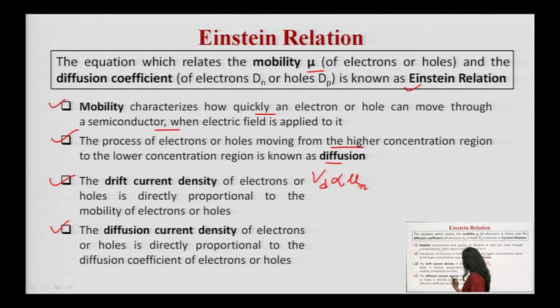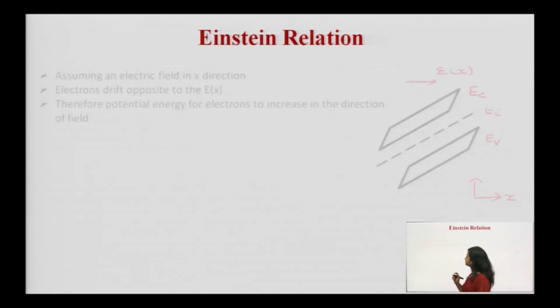Next, the diffusion current density of the electrons and holes is directly proportional to the diffusion coefficient. Diffusion coefficients are denoted as Dn and Dp. Dn is the diffusion coefficient of the electrons, Dp is the diffusion coefficient of the holes. So, diffusion current density of electrons and holes is directly proportional to the diffusion coefficients, right. Remember all of these points, they are going to be helpful in future.